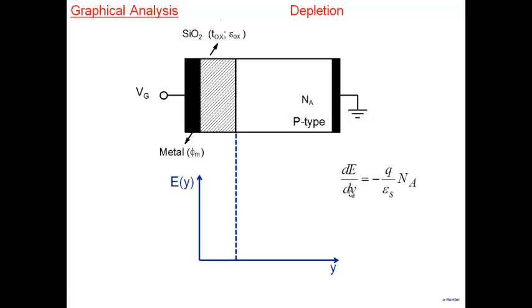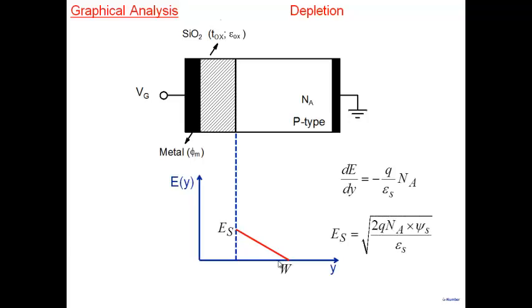We remember the Poisson's equation, dE by dy is minus Q by ES Na here. And we know the field inside the bulk is 0. So we start here. This is the depletion width W. And the slope is negative. So we sketch that out and we say this is the field in the semiconductor here. I'm talking about depletion right now. So this is the field at the surface, at the interface, which is ES here.